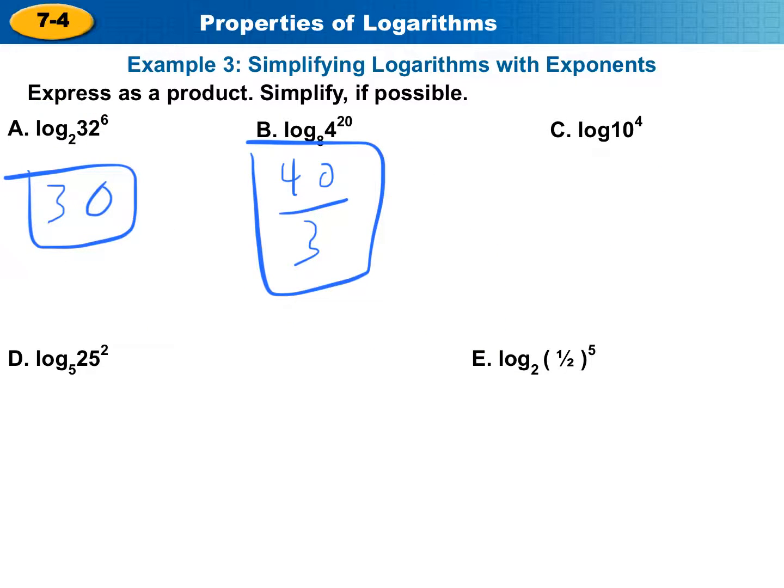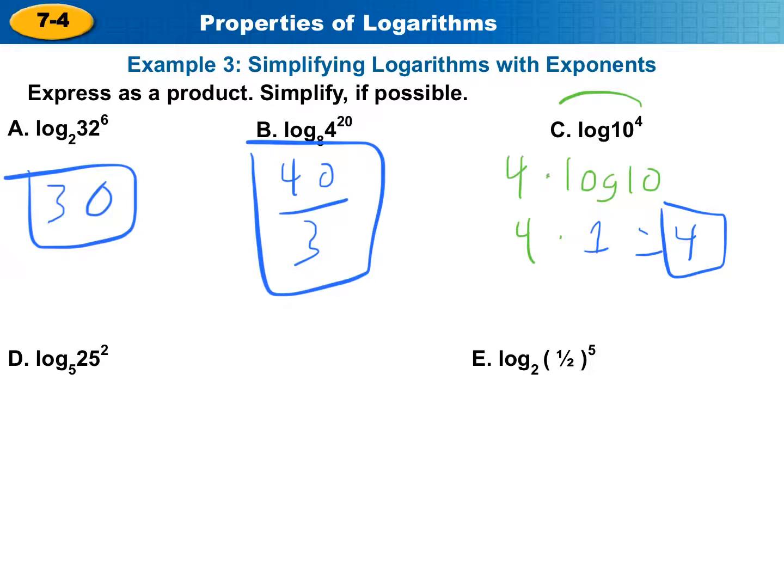Okay, so that last one was kind of complex. The rest of them aren't going to be quite that tough. So let's look at C now. For C, we take the 4 and move it out front. Remember, if there's no base written, it's 10. So 10 raised to what power is 10? That would be the first power. So we have 4 times 1, which is 4.